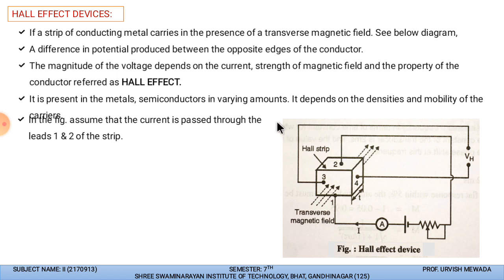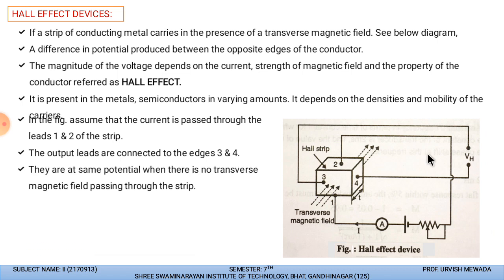From the figure, assume that the current is passed through the leads 1 and 2 of the strip. The electrical supply is connected between points 1 and 2, and the output leads are connected to the edges 3 and 4. These edges 3 and 4 will have the Hall voltage, and they are at the same potential when there is no transverse magnetic field. Means if there is no magnetic field, both have the same potential.